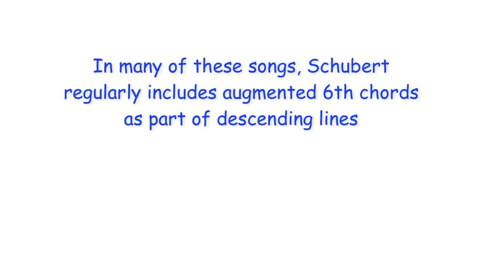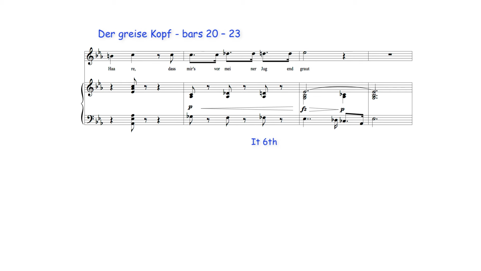In many of these songs, Schubert regularly includes augmented sixth chords as part of descending lines. Here, for example, this Italian sixth is part of a partial chromatic descent, resolving to this E flat major chord. Through this bar, Schubert uses contrary motion between the outer parts, with the presence of the Italian sixth and the other chords partially resulting from the interaction of these lines. Although beyond the scope of this present video, it's important to note that much of Schubert's harmonic usage is a product of the part writing and voice leading of the musical texture.